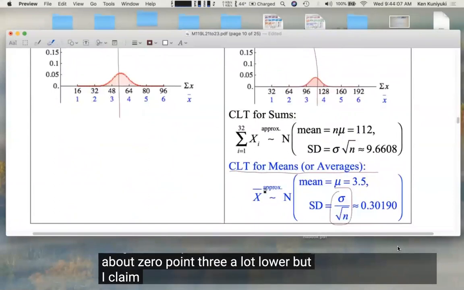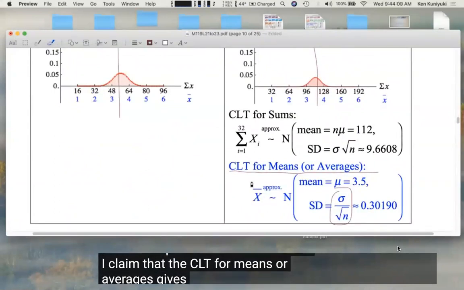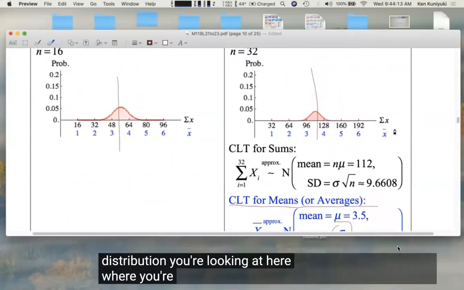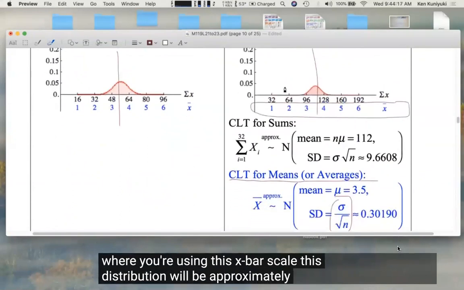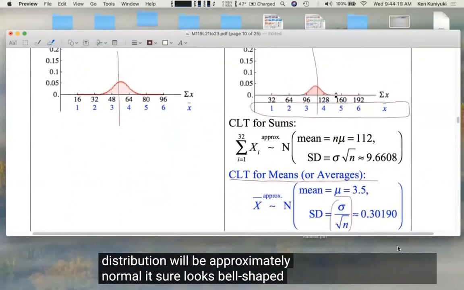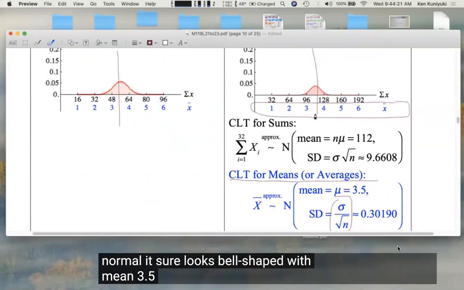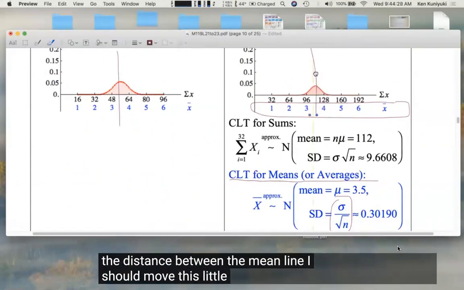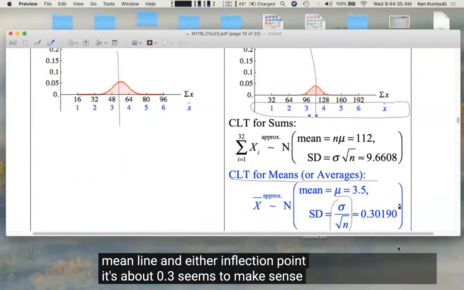But I claim that the CLT for means or averages gives us this result. This distribution you're looking at here, where you're using this X-bar scale, this distribution will be approximately normal. It sure looks bell-shaped, with mean 3.5 and standard deviation or standard error about 0.3. Again, that's the distance between the mean line and either inflection point. It's about 0.3. Seems to make sense.